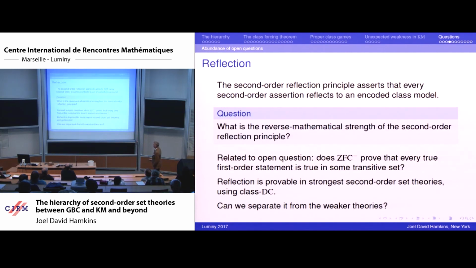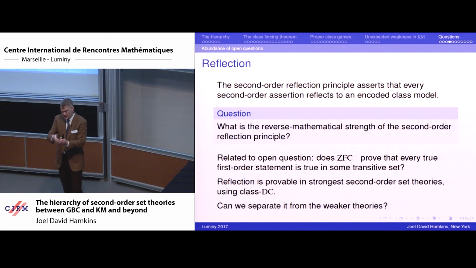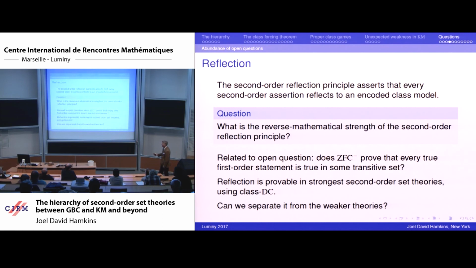The second order reflection principle is the assertion that every second order assertion is true in some coded class model. So if you have a class that is a two-dimensional class, you think of its sections as a family of classes, and you can take those classes and make a model of second-order set theory out of it. And the reflection principle is saying every second-order statement that's true in the universe is true in such a coded model. And we don't know what the reverse mathematical strength of that is. It's related to the question of whether ZFC minus proves that every first-order statement reflects to a transitive set.